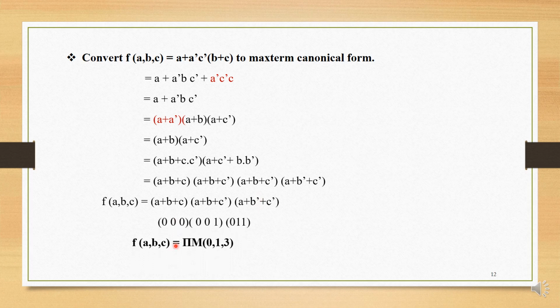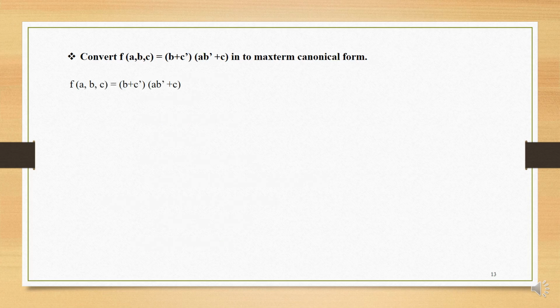The same expression can now be represented as a decimal notation. This expression we have arrived at is the Maxterm canonical form. If you look into every sum term, all the variables of the given function are present in each of the sum terms. The same can be represented by decimal notation as f of abc equal to product M of 0, 1, 3. We see one more example of converting the given Boolean function into Maxterm canonical form.